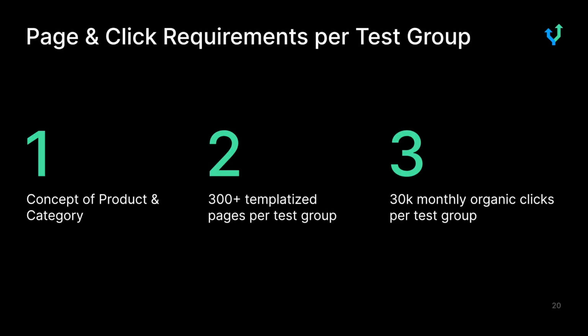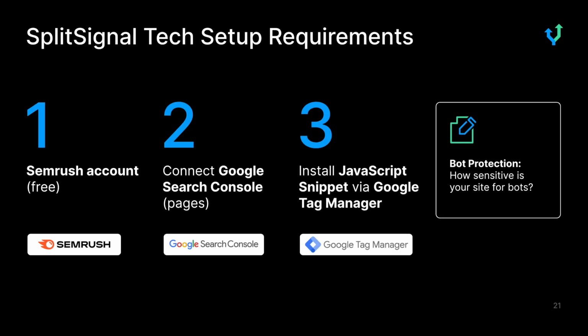The page and click requirements per test group are about 300 templatized pages and about 30,000 monthly organic clicks. In order to run a test with SplitSignal, you need to, number one, have a SEMrush account. Number two, have the ability to connect Google Search Console. Number three, have the ability to install a small JavaScript snippet via Google Tag Manager.